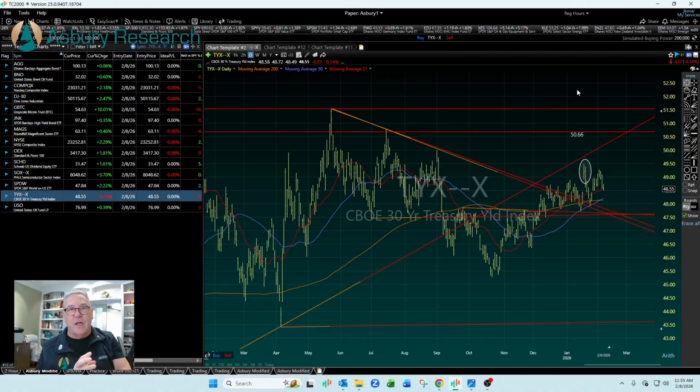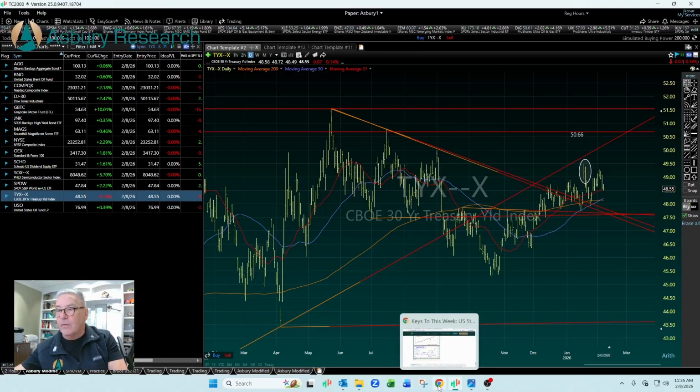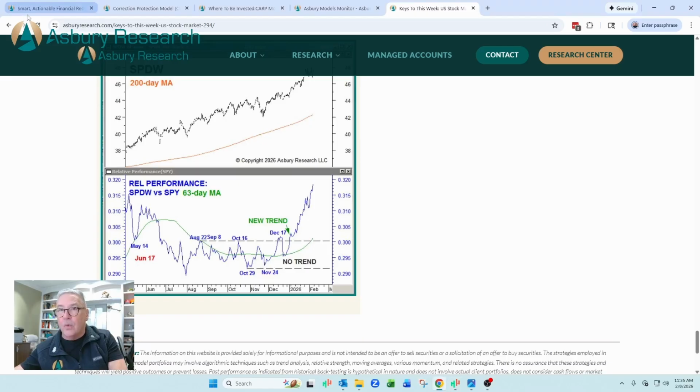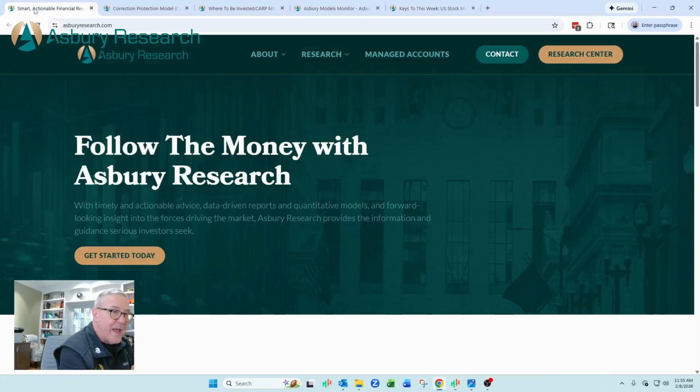Through this 5% area is a really big deal for the benchmark long-term U.S. interest rate. So again, is it tradable right now? No, but it's something to keep in the back of your head as we move further into 2026.